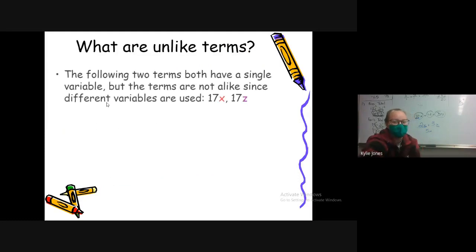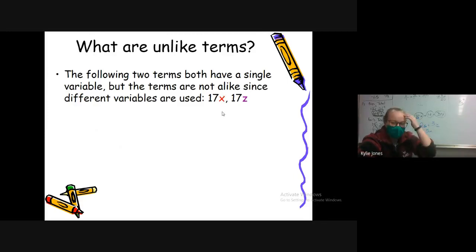Okay, unlike terms are ones that do not have the same thing. This is 17x and 17z. The x and the z are not the same letters. They're just unlike. They're not the same. You cannot add or subtract them together. So they're the opposite of like terms. They're unlike. You cannot combine them.